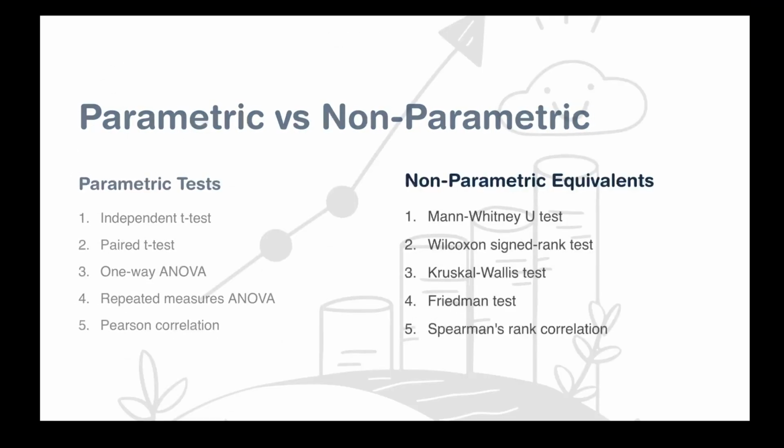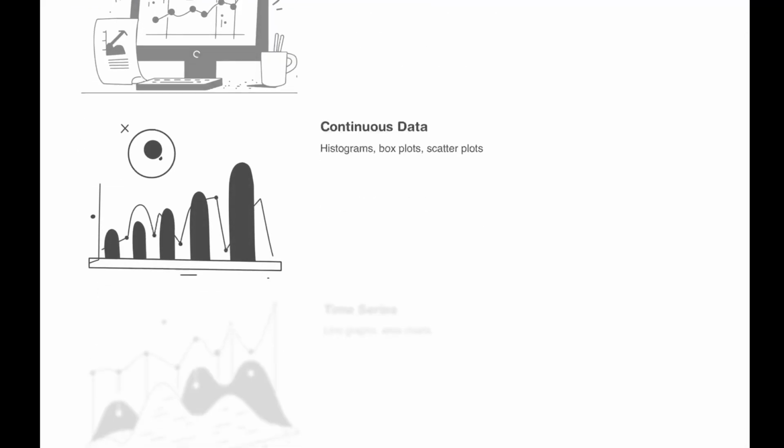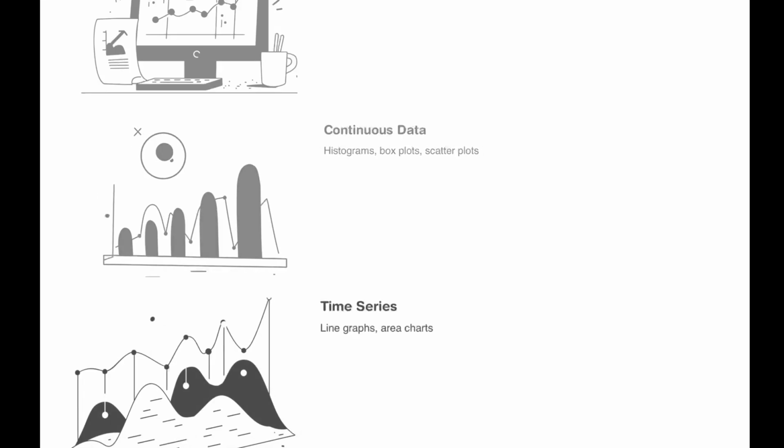Now we'll come to the visualization part. How do we visualize data? Categorical data are visualized with bar charts, pie charts, and frequency tables, whereas continuous data are visualized in histograms, box plots, and scatter plots. And time series are plotted with line graphs and area charts.